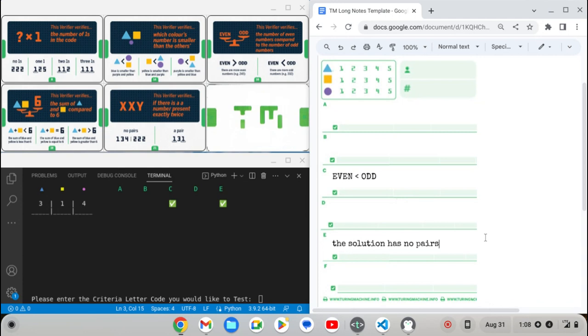Let's go ahead and add an additional note here. We'll say the solution has no pairs, and no repetitions. Okay, and so that means that basically they're all unique. So it still could be that they're all odd, right? 1, 3, 5 in some order.